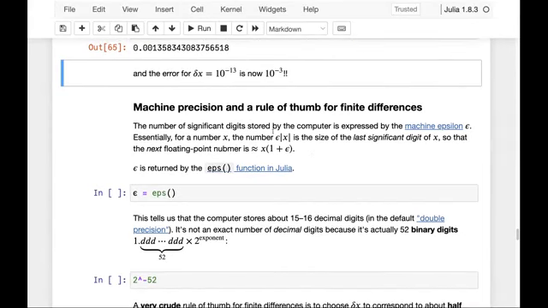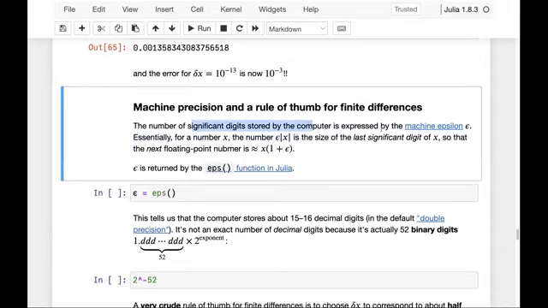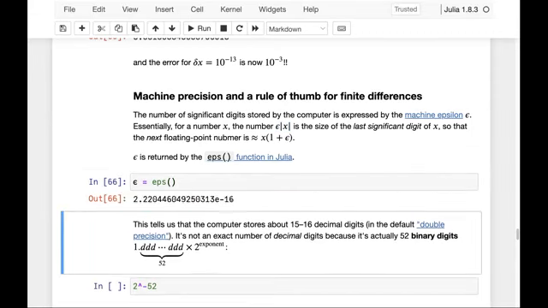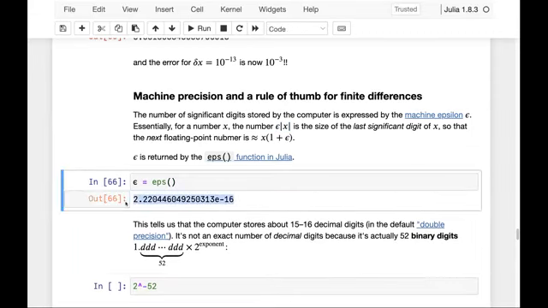More precisely, the number of significant digits on the computer is represented by a quantity called machine epsilon. Basically, epsilon times x is the size of the last significant digit, so the next floating point number after x is x times 1 plus epsilon. In Julia, there's a function called eps that returns this. It's about 10 to the minus 16th, so as I said, about 15 or 16 decimal digits.